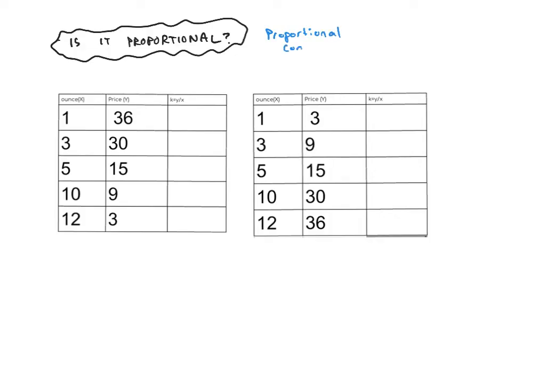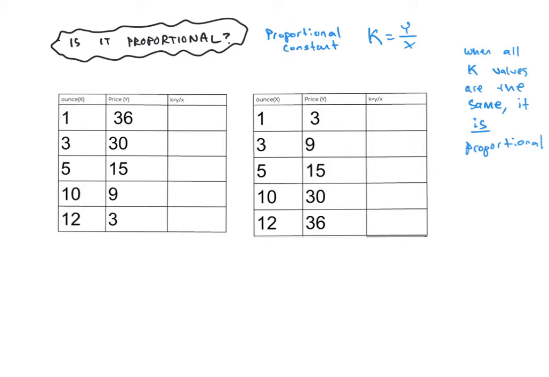Proportional constant, which we are finding with the formula k, where k is the proportional constant, equals our y values divided by our x values. And in a proportional relationship, all of our k values are the same. So when all k values are the same, it is proportional.